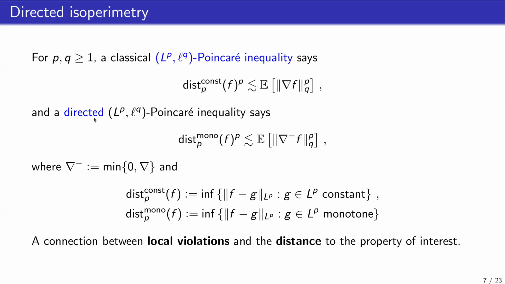And then I'm going to say that a directed Poincaré inequality is the same thing, but now I'm measuring the distance to monotone functions. And then I'm going to take the directed gradient on the right-hand side, so only those negative entries. And to be explicit, when I say distance to constant, I mean the minimum distance to any constant function in the appropriate space. And distance to monotonicity means the minimum distance to any monotone function. The conceptual way to think about these inequalities is that, as I said in the beginning, they are a connection between local violations and distance to the property of interest. So here, local violations of monotonicity and distance to monotone functions, and the same for the classical inequalities.